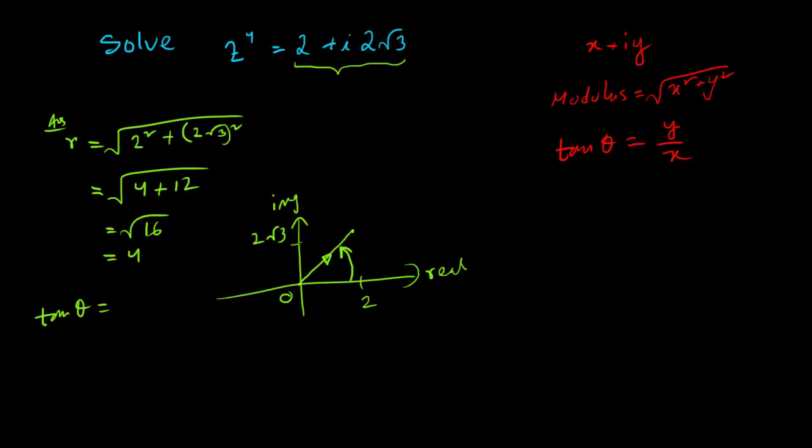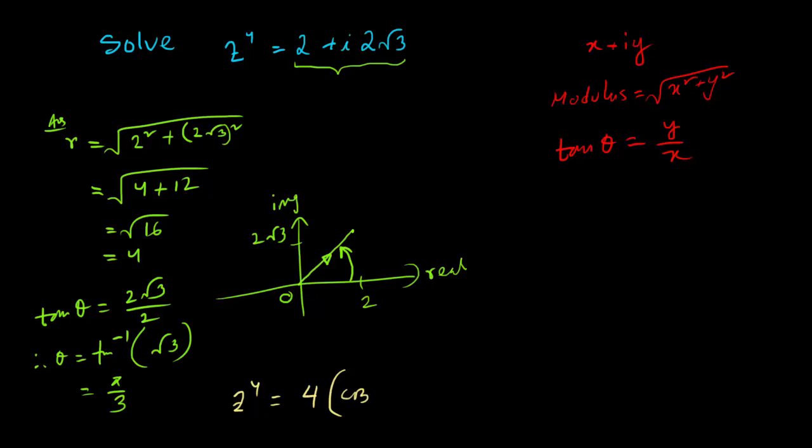So tan theta equals the opposite, which is 2 root 3, over the adjacent, which is 2, which turns out to be tan inverse of square root 3, and that is 60 degrees, meaning pi by 3. So that is also the argument from 0 to here, so pi by 3. So now we can write the complex number z to the power 4 as modulus times cos pi by 3 plus i sine pi by 3 in that format. That is the modulus argument form.